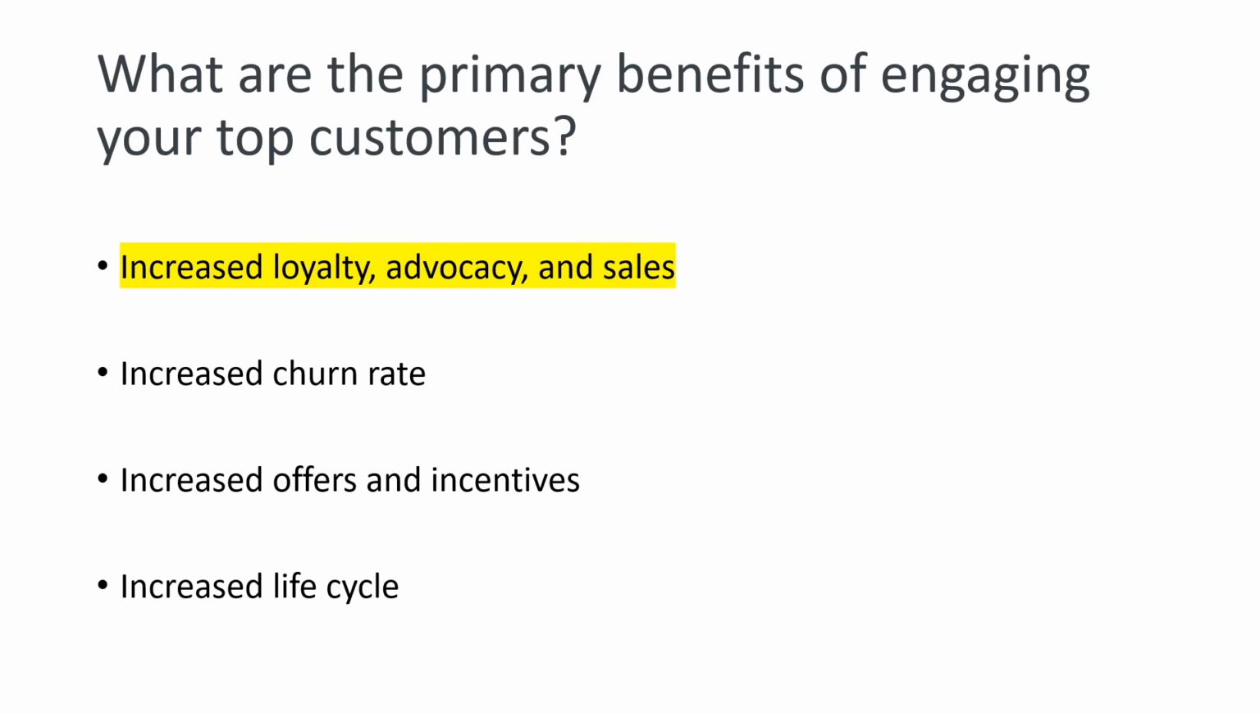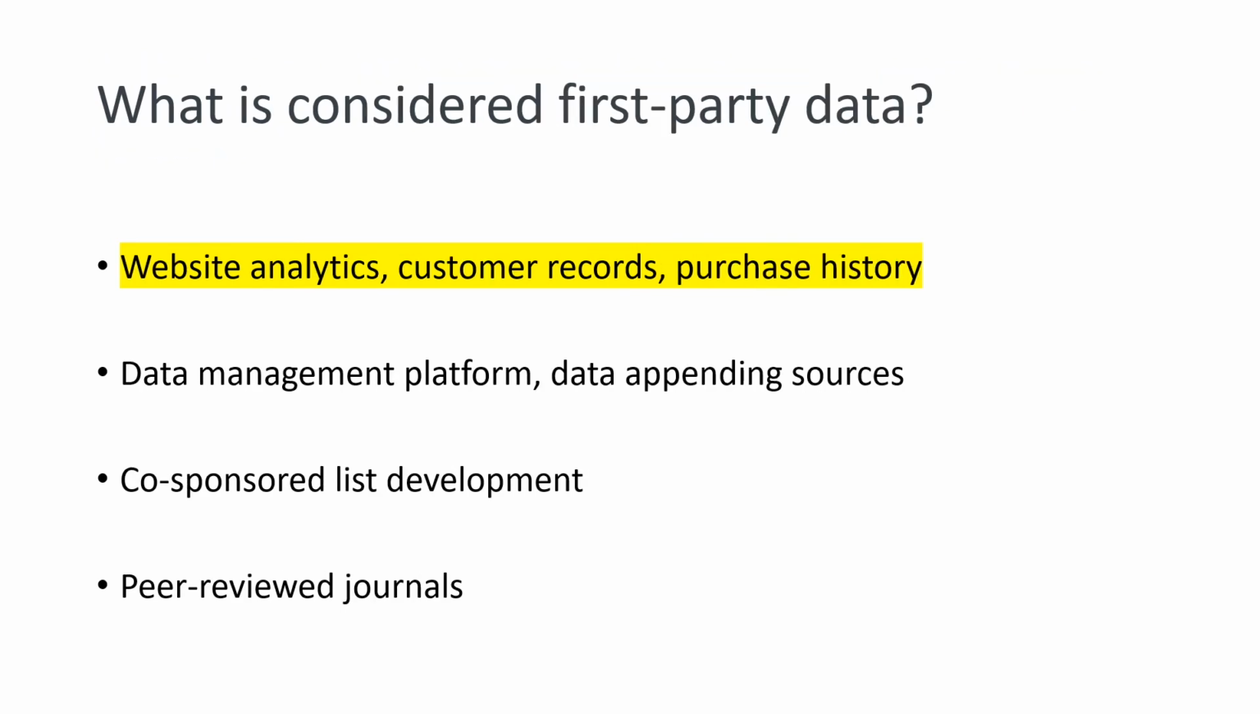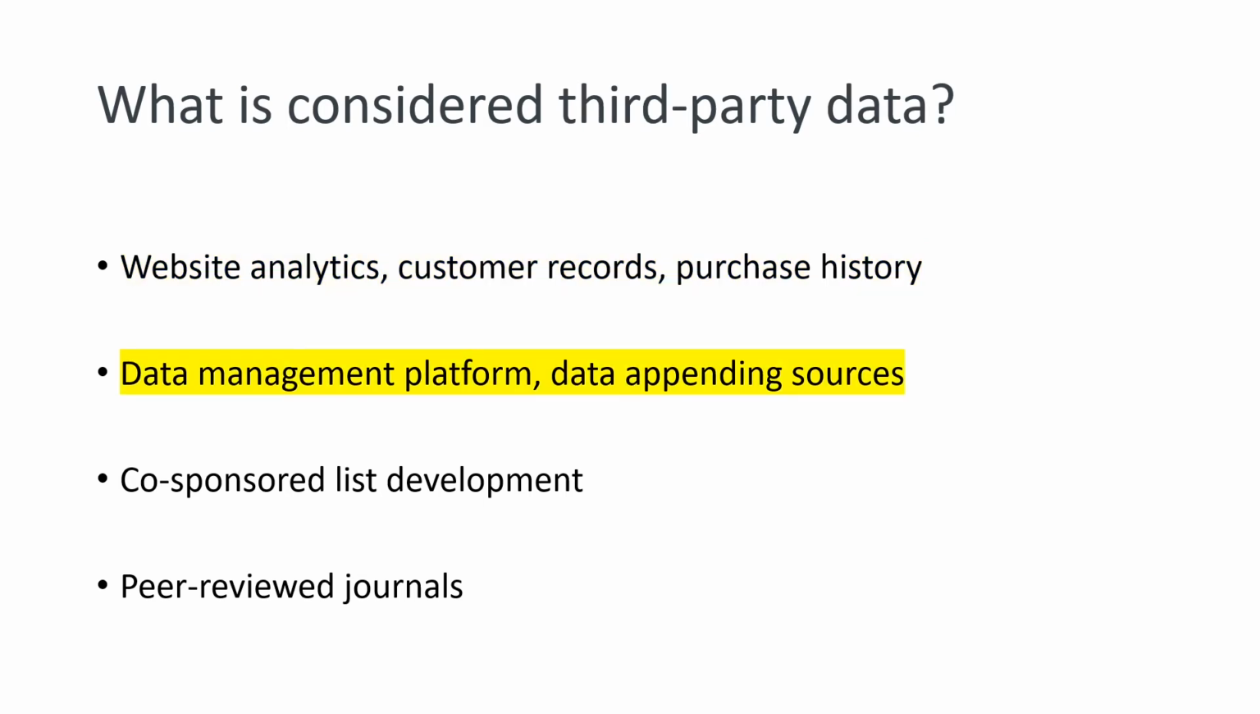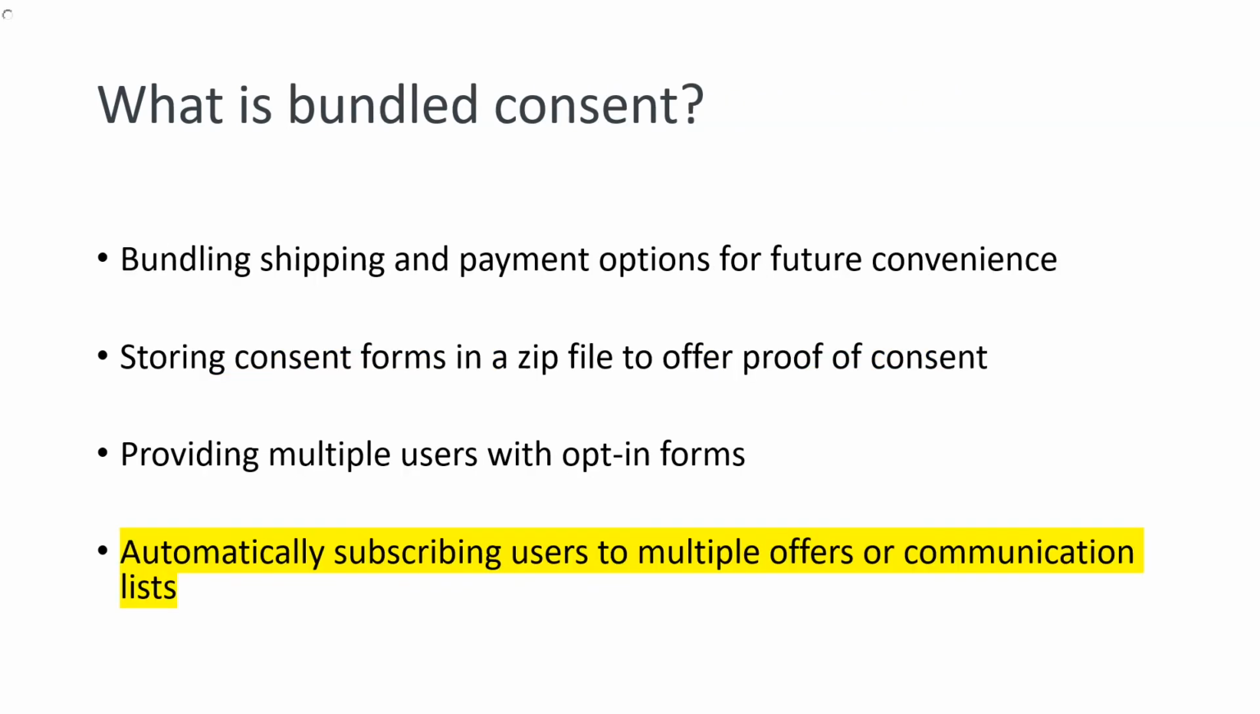Increased loyalty, advocacy, and sales. 231. What is considered first-party data? Website analytics, customer records, purchase history. 232. What is considered third-party data? Data management platform, data pending sources.